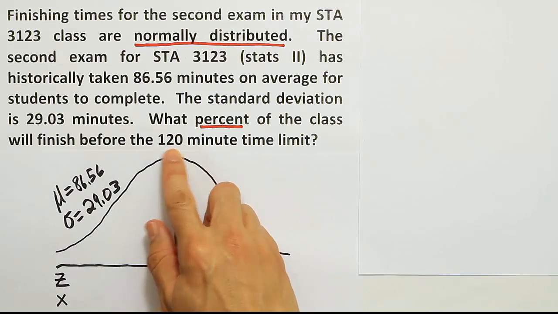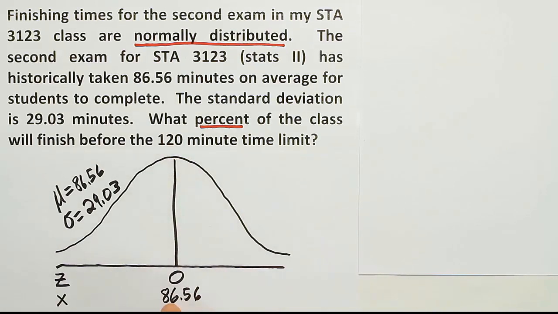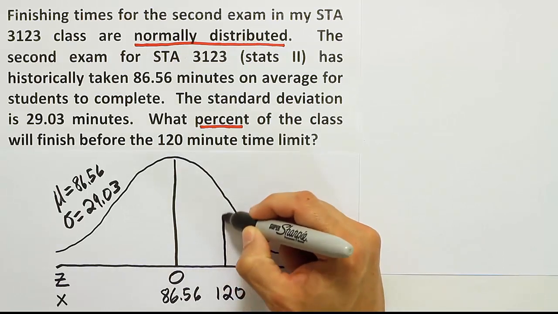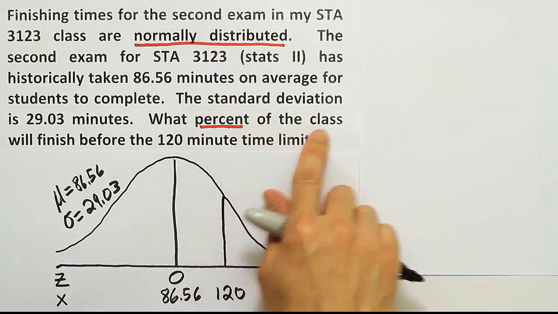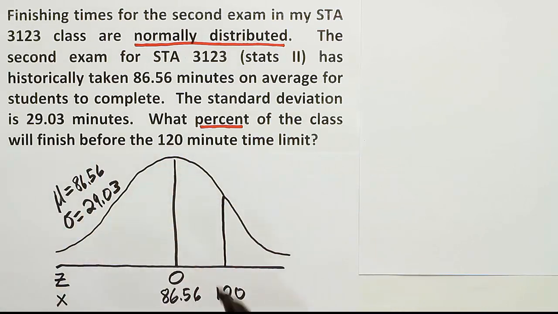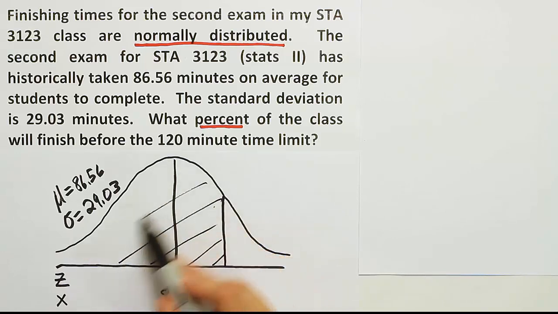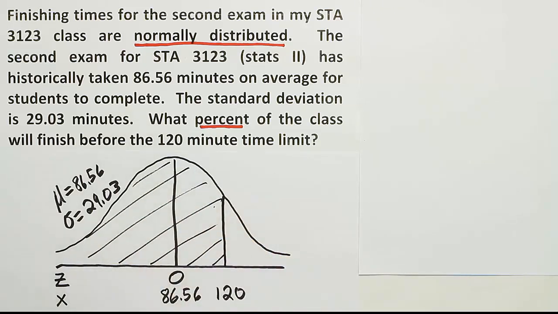Okay, now the next step of the problem is going to be to put the other number mentioned in the problem, the 120-minute time limit, on the curve where it would belong. So since 86 is in the middle, 120 minutes would be on the right-hand side, because that number is bigger than 86, right? And it's looking for the percent of the class that will finish before that time limit, so earlier than that, so before 2 hours. So we have to find the area to the left of that, because all these finishing times on the number line will be before 120.